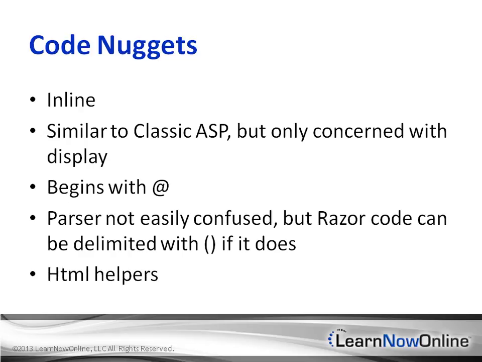Another kind of code nugget that we see a lot are HTML helpers. Now, this is sort of trying to bring in a little bit of the functionality of your ASP.NET Web Forms control in the sense that you can use HTML helpers to generate HTML. So for example, if I want to create a hyperlink that will call up a particular controller and a particular action and pass it a particular ID, I can use an HTML helper and pass those in as parameters and it will generate the hyperlink for me.